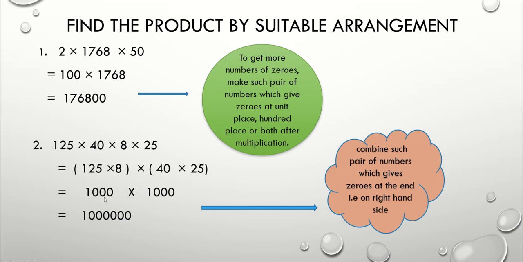How many zeros are here? 3 and 3. So how many zeros would be in the answer? 6 zeros would be there in the answer, and 1 ones are 1. I hope you have understood this.